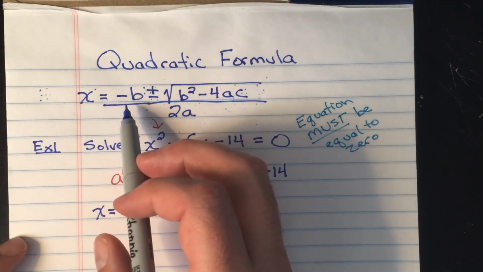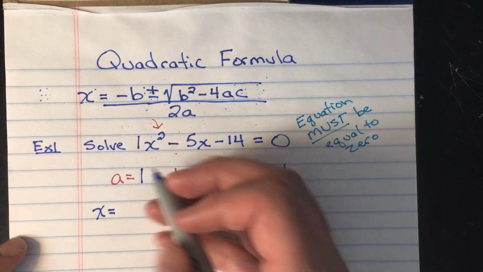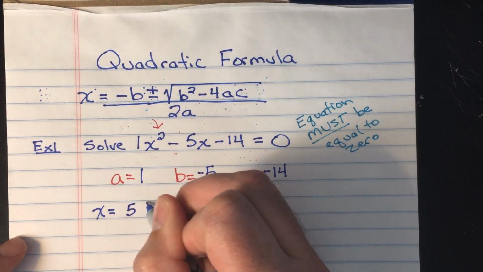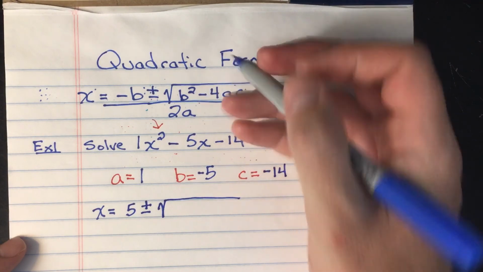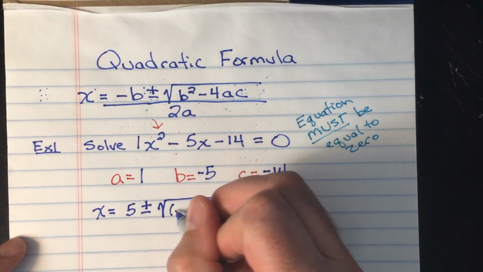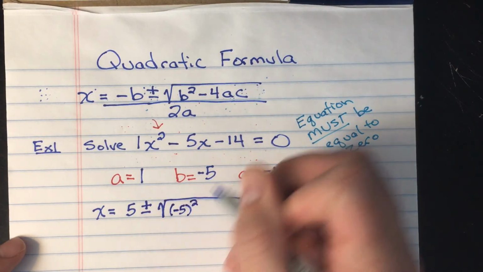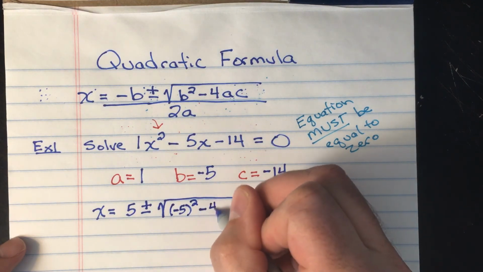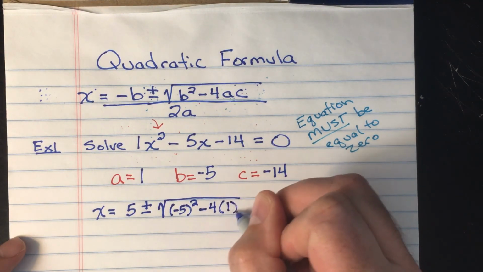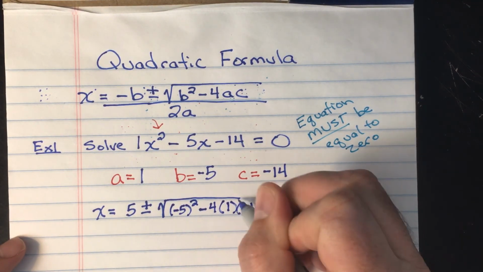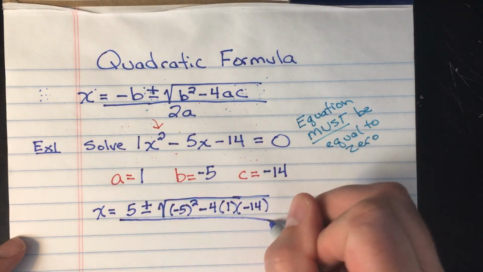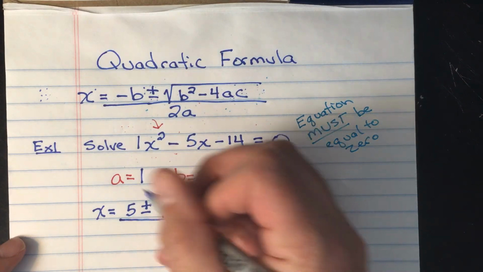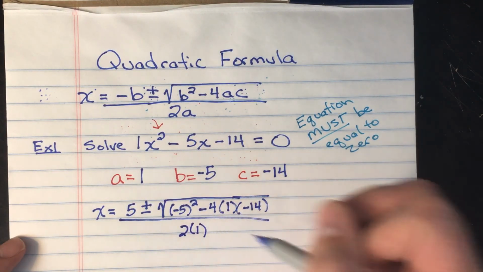So I'd get x equals negative b, well negative of negative 5 is positive 5, plus or minus the square root symbol, b squared, well in this case my b is negative 5, so it would be negative 5 squared, minus 4 times my a value times my c value. I'll just use parentheses for multiplication, all divided by 2 times my a value. So my a value is 1, so 2 times 1.